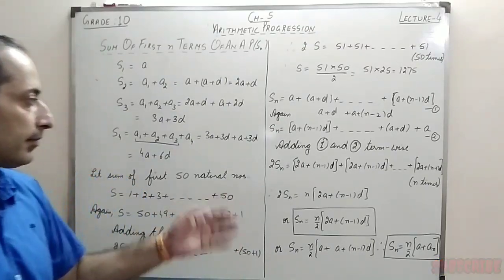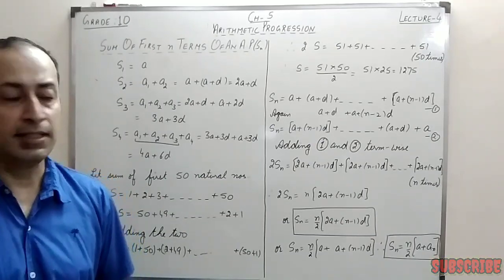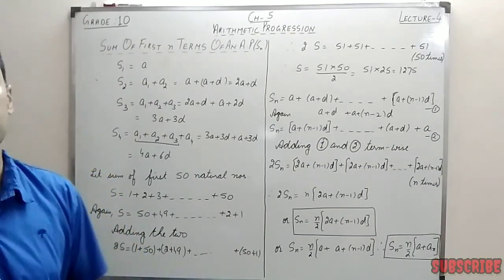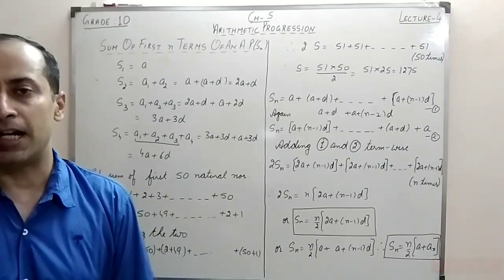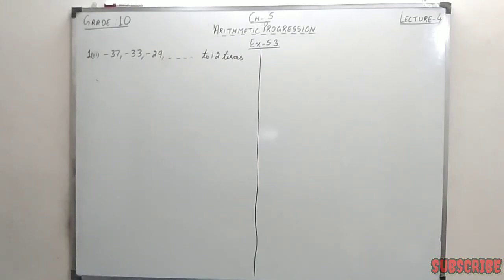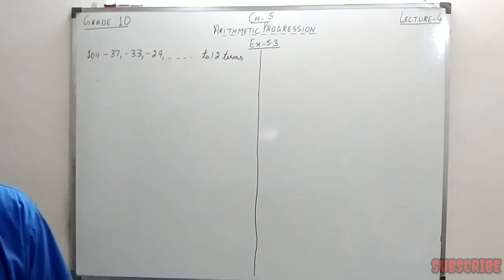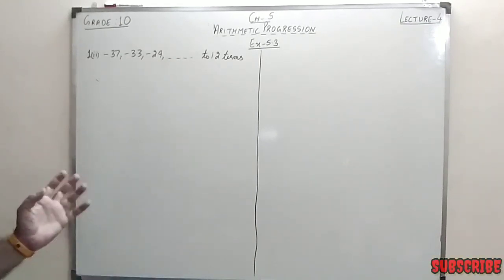Right? Now we'll take some of the questions from the exercise and use the relation to see how we can find the sum of the n terms or the different terms of an AP, right? So let's start with the exercise now. Now in the first question of the exercise 5.3, there are some APs and the number of terms are given to us and we have to find the sum. So I have taken the second part.